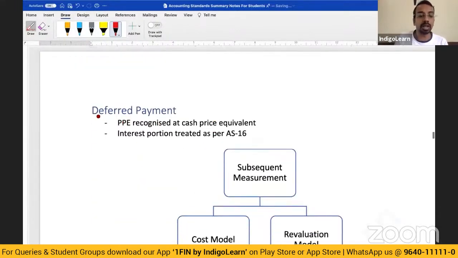Then if at all there are deferred payments, which means you are not paying everything immediately in cash, partly you are paying in cash and partly you are paying at a future date. Now, if there are deferred payments, then you have to calculate the cash price equivalent.